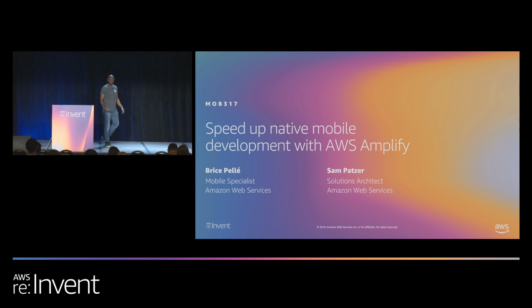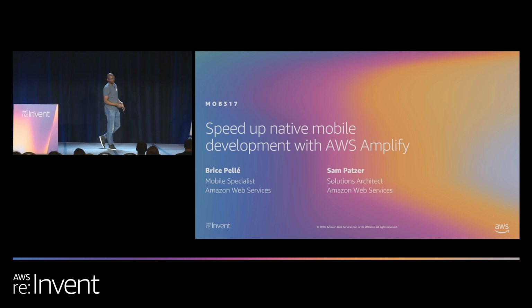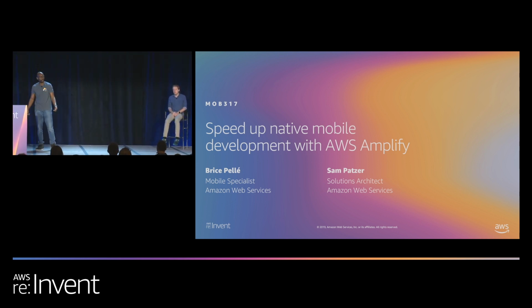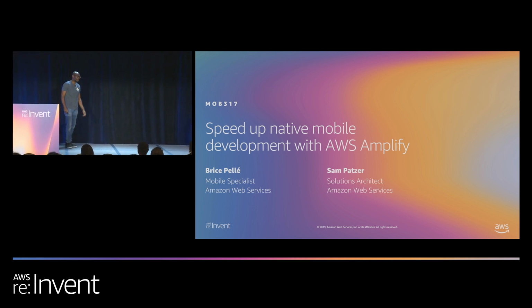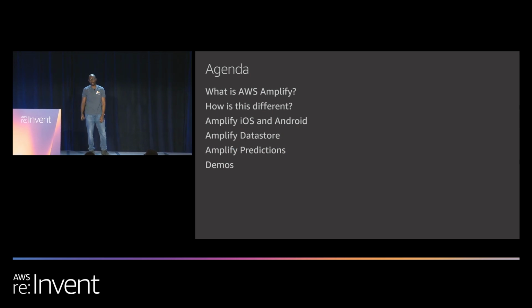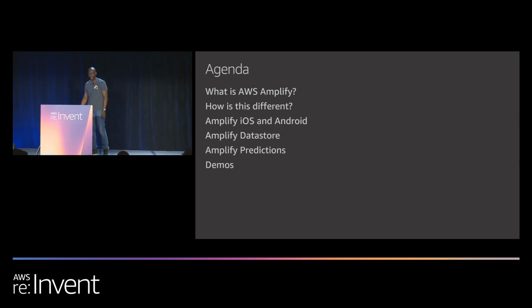So like I said earlier, my name is Brice Pele. I'm a mobile specialist here at AWS, and I'm joined by my partner, Sam Patzer. He's a solutions architect here, and we both work quite a bit in the mobile space. So what we want to talk about today is how you can really speed up your development with Amplify, especially when it comes to native mobile development.